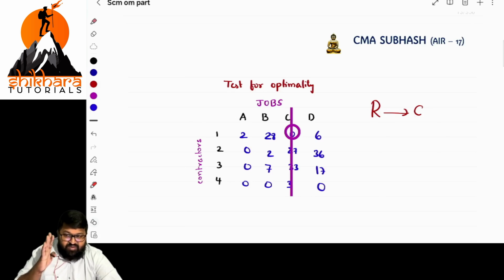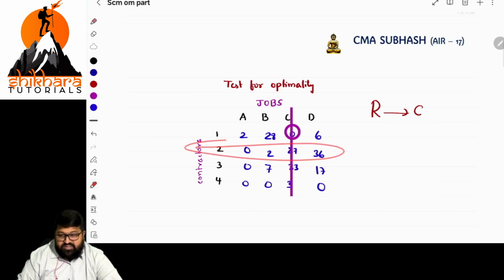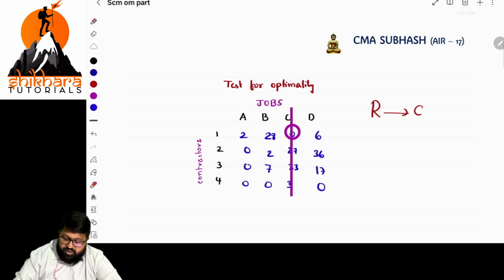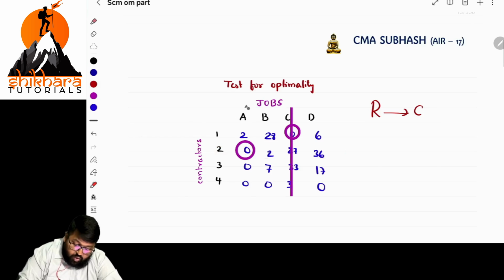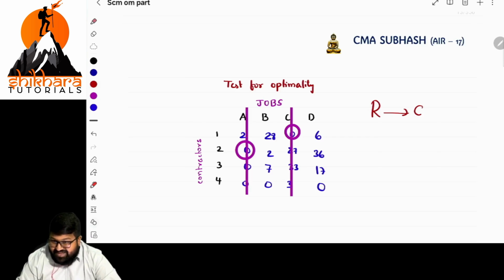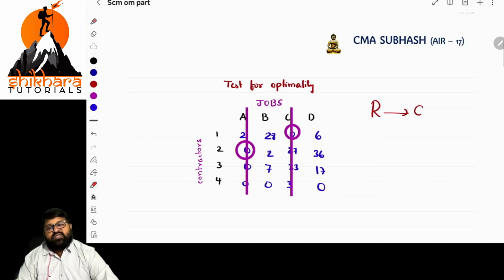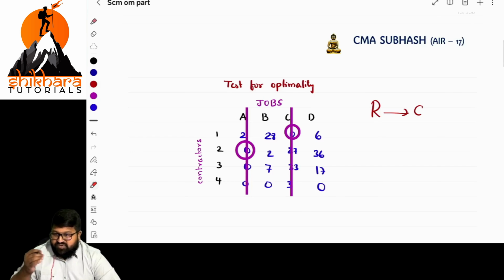We are checking the rows with single zeros. Shall we go to the next one? In the next row, is there a single zero? Yes, sir, there is a single zero. Then we need to mark it and cancel the column. Is there any third row with a single zero? No. What about the fourth row? No, there are two zeros. All the rows have been checked for single zeros. If a single zero is identified, we mark it and cancel the column.